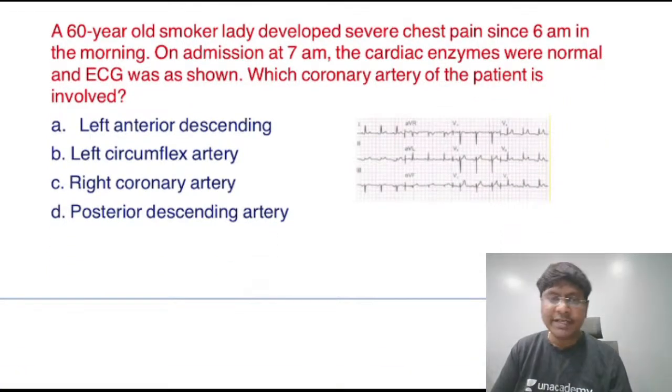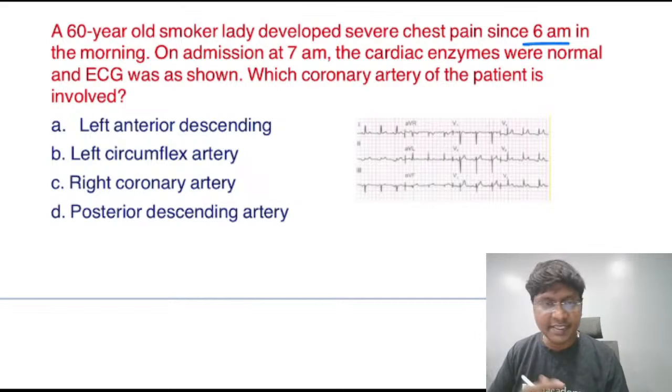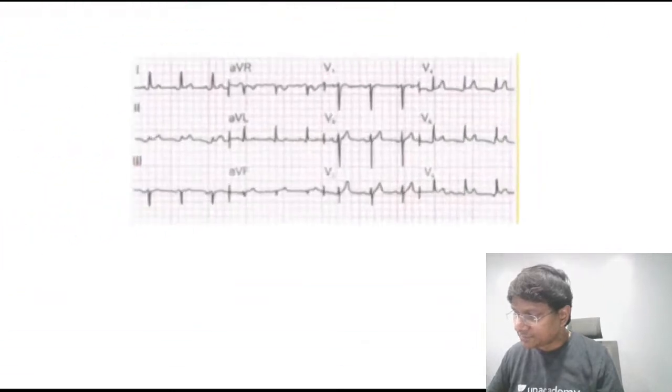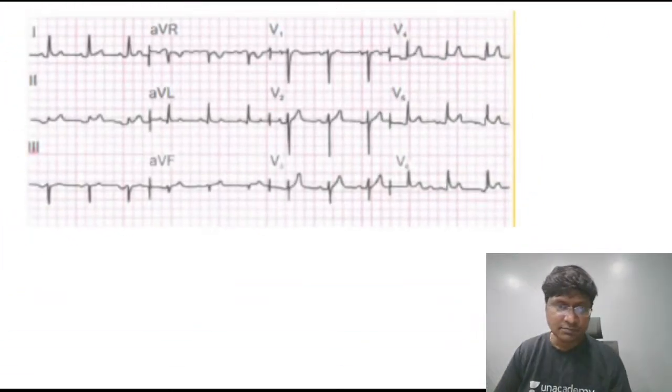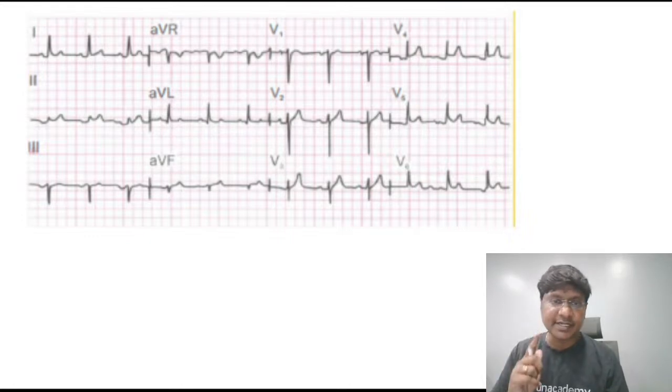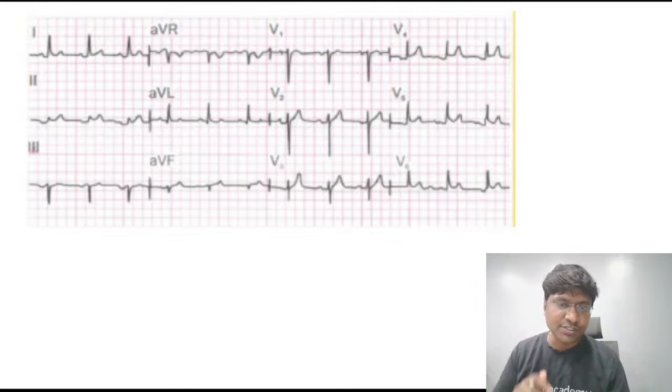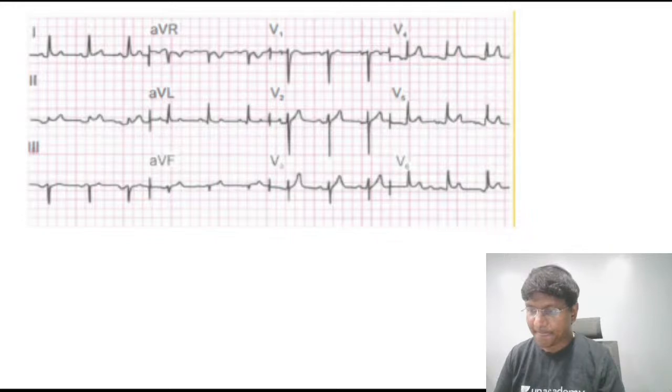A 60-year-old smoker developed severe chest pain since 6 a.m. in the morning. On admission at 7 a.m., the cardiac enzymes were normal and the ECG is as follows. Which coronary artery of the patient is blocked? I've just zoomed the ECG. The options are left anterior descending artery, left circumflex artery, right coronary artery, and posterior descending artery. So, which vessel is blocked in this patient?